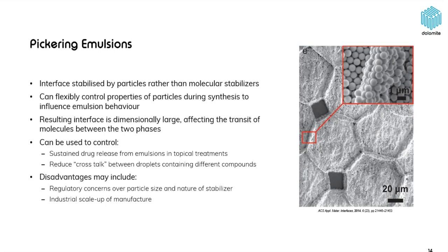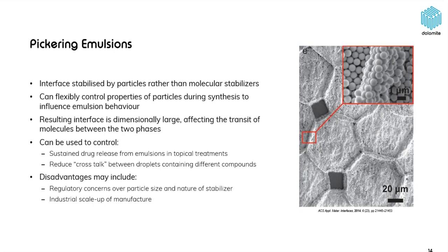The resulting interface is expanded into 3 dimensions. So rather than being a very, very thin 2-dimensional layer, you add some thickness to the interface. The advantage of that can be that you can control the transit of molecules between the droplet phase and the continuous phase. So a couple of examples of how you might use this.